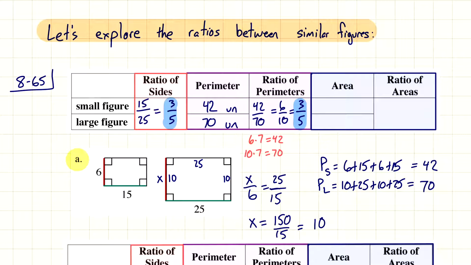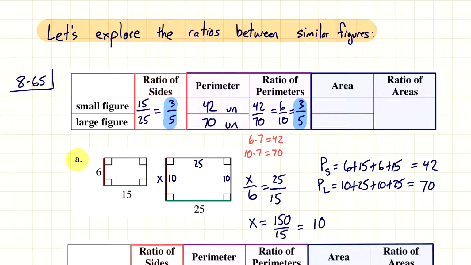So the question is, is the ratio of areas going to be the same? Well, we kind of already went over this in the previous lesson. And so if you don't remember, let's see if it comes out to be the same or not, or what is the connection. So if you already know, you might be able to tell me what the ratio of areas is just by looking at our ratio of sides.